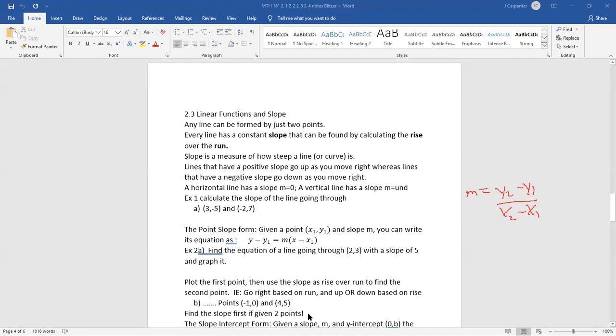And that's exactly what we have here. Just an extra little memo: find the slope first if you're given 2 points. So we'll use that equation to find the slope. All right, whiteboard. Next example.